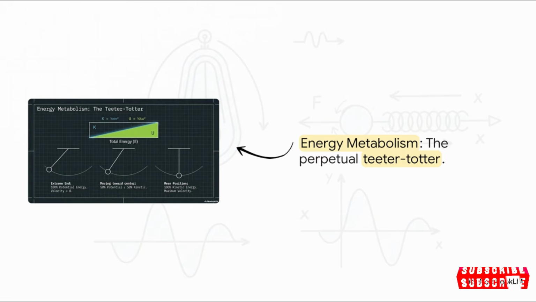Energy essentially acts as the currency of the system. In a perfect simple harmonic oscillator, you're just constantly converting currency back and forth between the kinetic bank and the potential bank. The teeter-totter tips smoothly, perfectly synchronized with the physical movement of the pendulum, never losing a single cent.